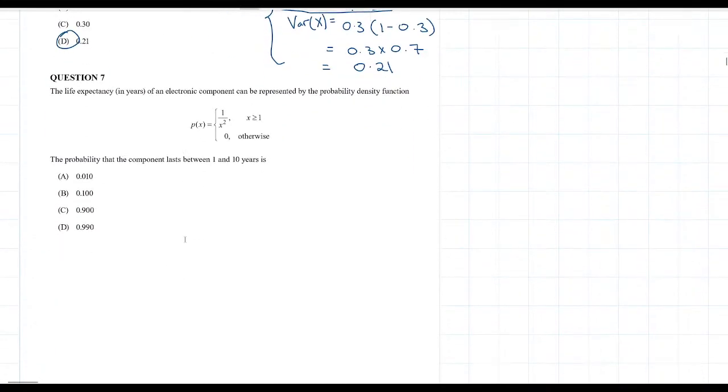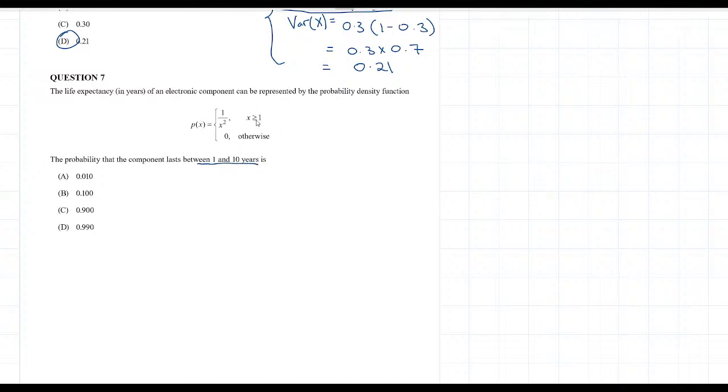Okay, let's look at question 7. The life expectancy in years of an electronic component can be represented by the probability density function p of x equals 1 over x squared for x is greater than or equal to 1, or it's 0 otherwise. The probability that the component lasts between 1 and 10 years is.